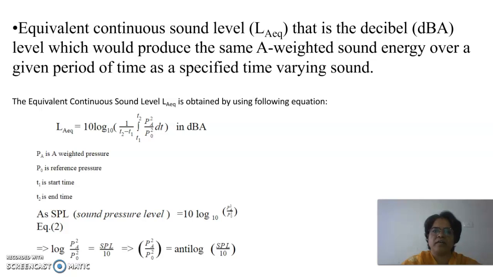PA is the A-weighted pressure, P0 is the reference pressure, T1 is the starting time which is 6 am, and T2 is the end time which is 8 pm. Now, as SPL is 10 log to the base 10 of PA squared by P0 squared, PA squared by P0 squared is the antilog of SPL, that is the reading which we are taking, divided by 10.